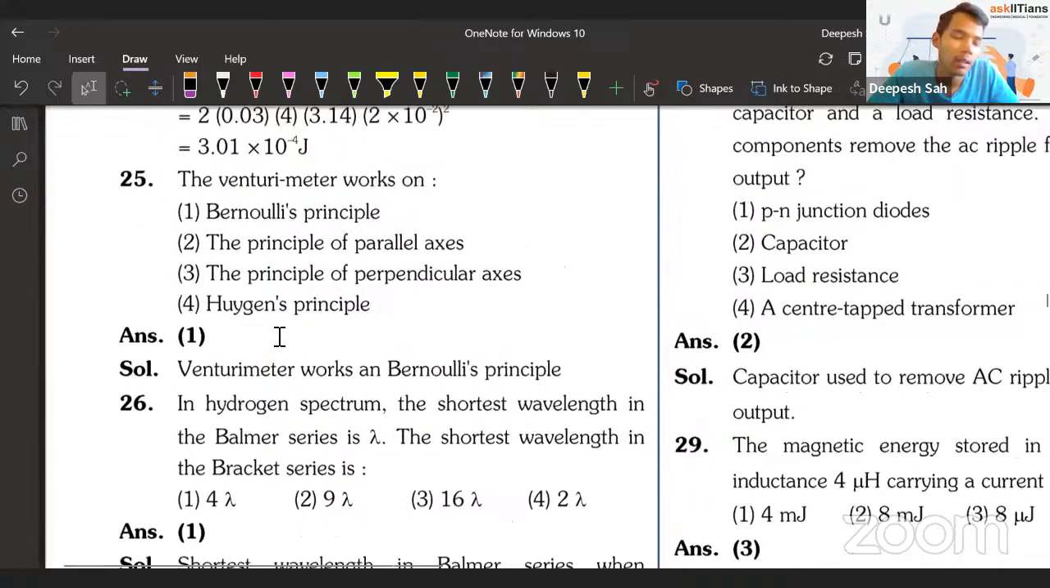Last question for today. Venturi meter works on the principle of what? Bernoulli's principle. Such an easy question.